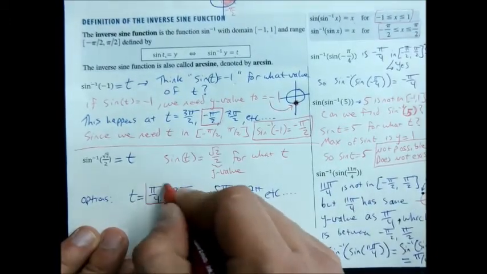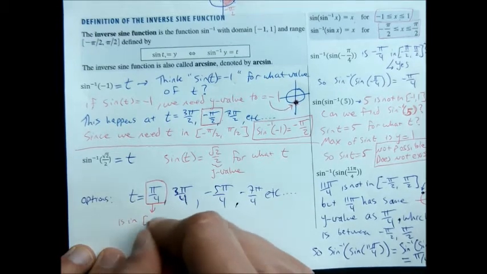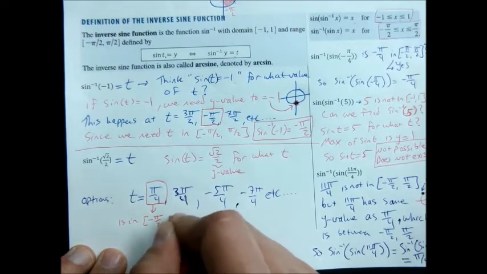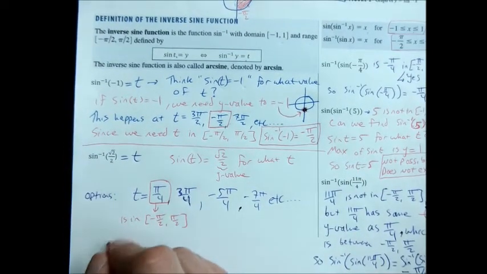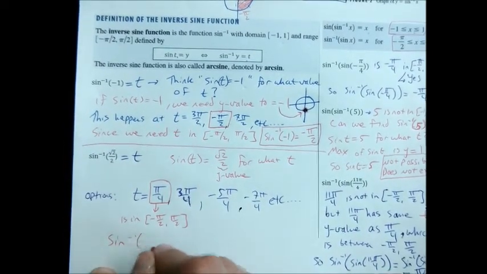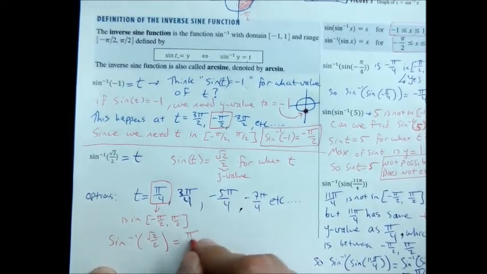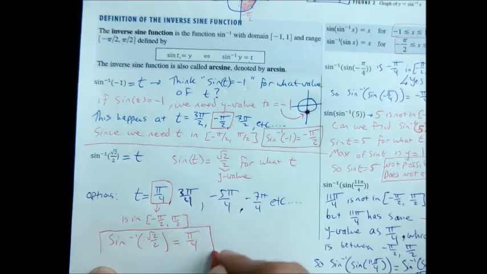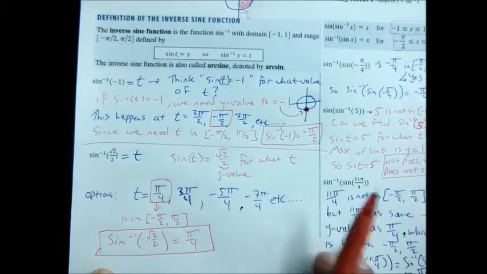This one. This is the only one that's in the correct interval, minus pi over 2 to pi over 2. And so that's our answer. So sine inverse of root 2 over 2 equals pi over 4, because we're sending it back to where it came from, right? The other way of saying that is when we plug in pi over 4 into sine, we get root 2 over 2. So we're sending it back there.